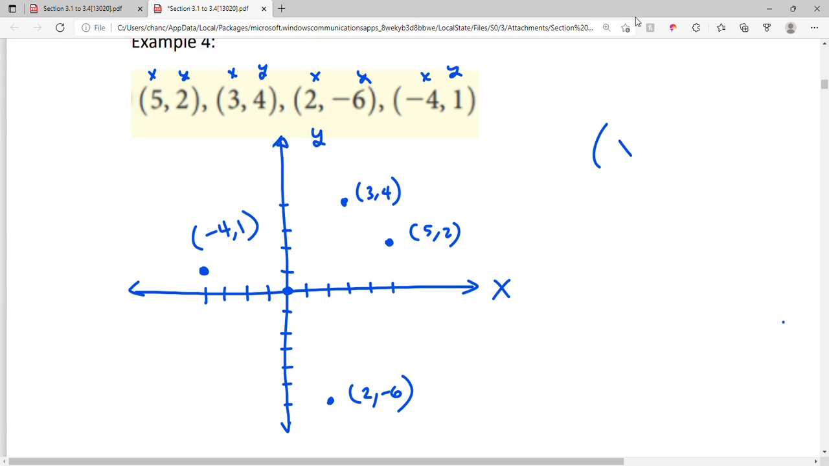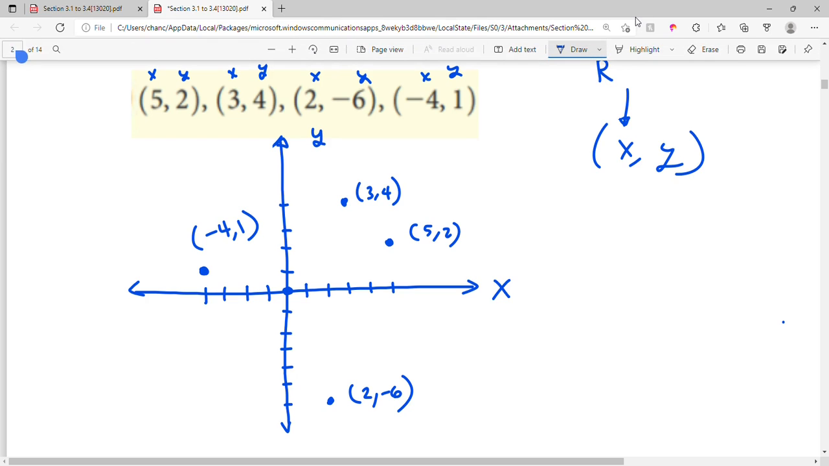Again, just to review, if the first number is a positive number, that means you're going to go to the right. If it's a negative number, that means you're going to go to the left. Always start at the origin, or the intersection between the x and y axis. For the second number, it's going to tell us to go up if it's a positive number, or down if it's a negative number. Now I want you to try the next example.